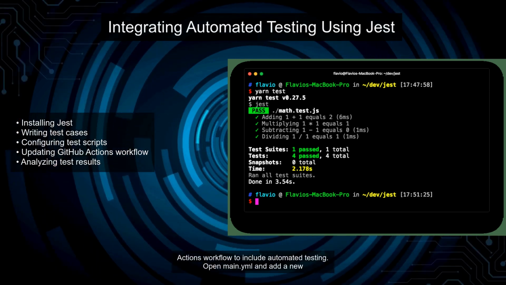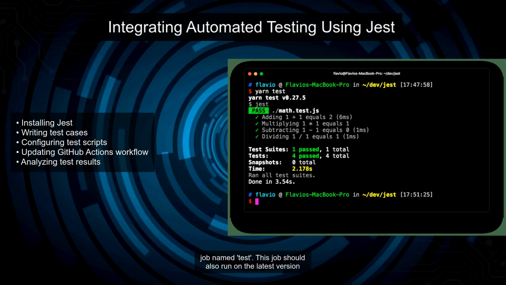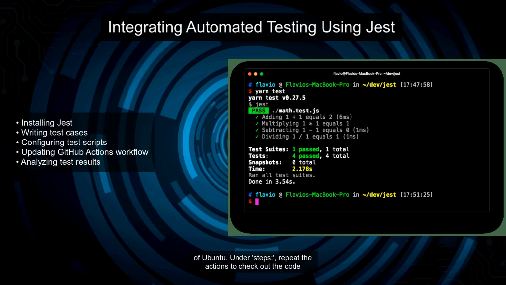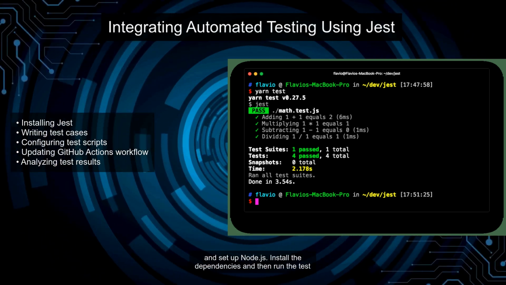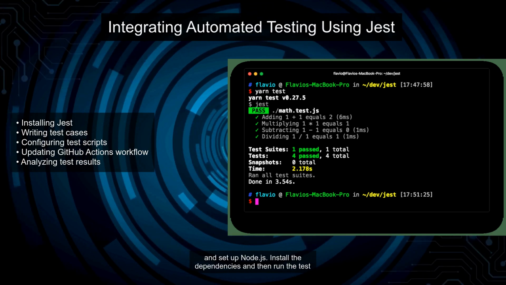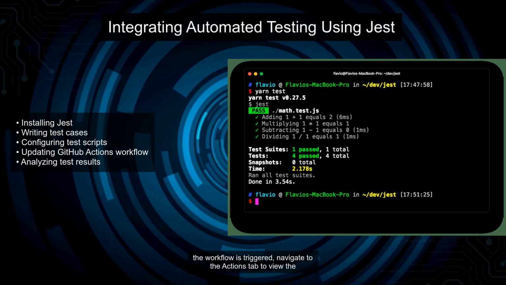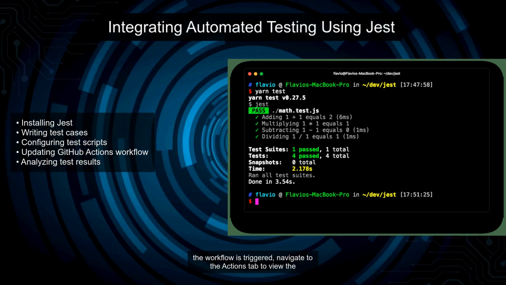Now, let's update our GitHub Actions workflow to include automated testing. Open main.yml and add a new job named test. This job should also run on the latest version of Ubuntu. Under steps, repeat the actions to check out the code and set up node.js. Install the dependencies and then run the test script with npm test. Commit and push these changes to GitHub.